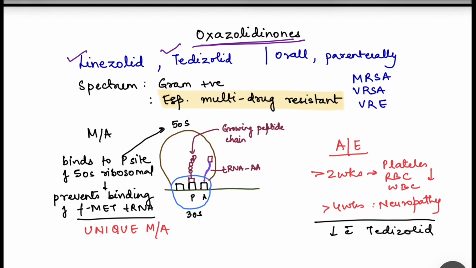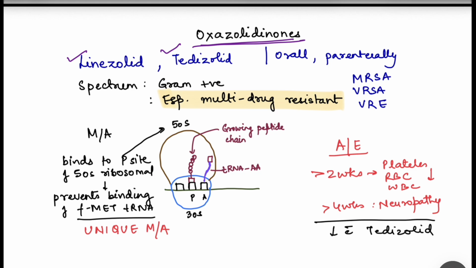I told you that if there is resistance for one antibiotic, then generally these other lincosamides and streptogramins also become, the bacteria become resistant to these as well. Well, they don't become resistant to linezolid and tedizolid because this has a unique mechanism of action.